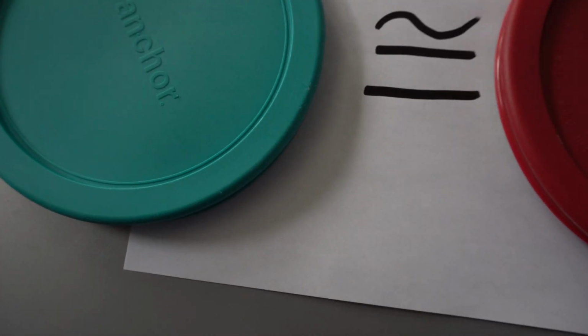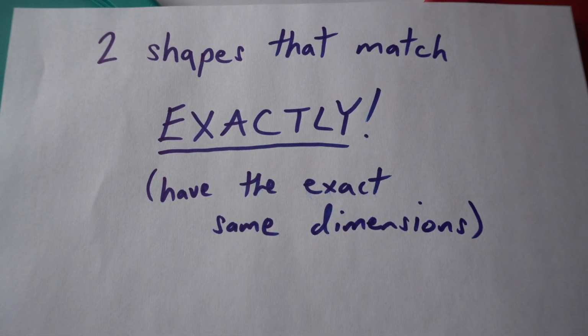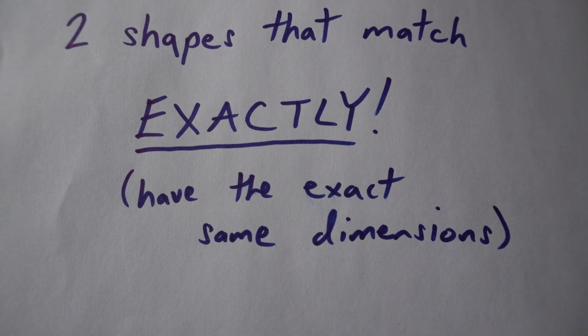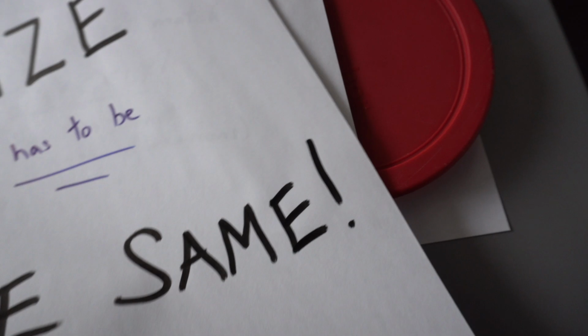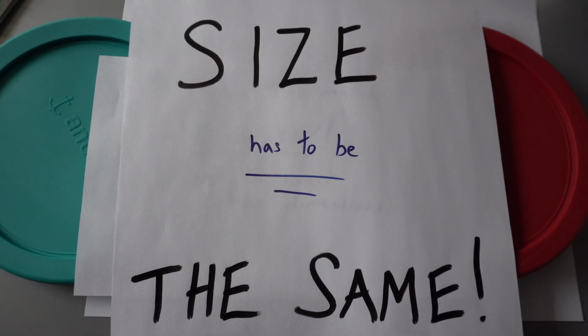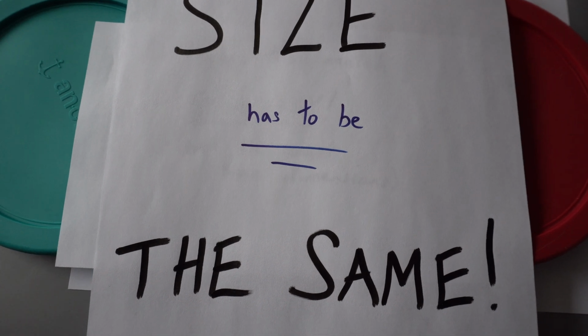So the big thing to remember when we're talking about congruence and polygons is that two shapes have to match exactly. They have to have the exact same dimensions. The size has to be the same. It's not enough that they're similar. The size has to be the same.